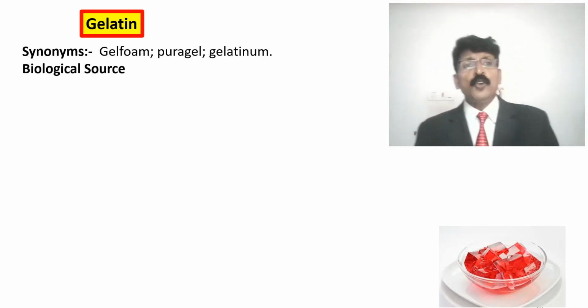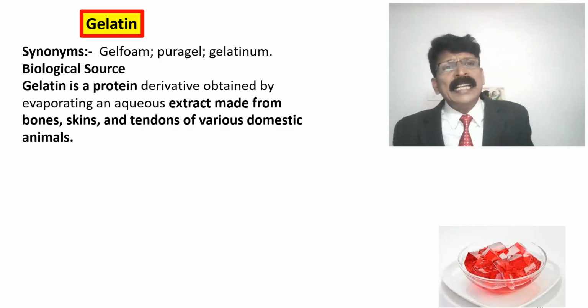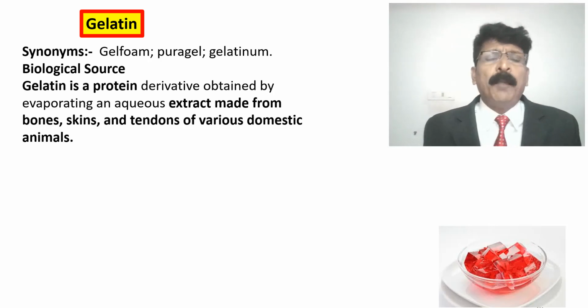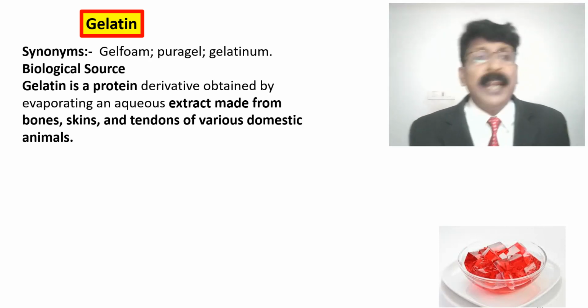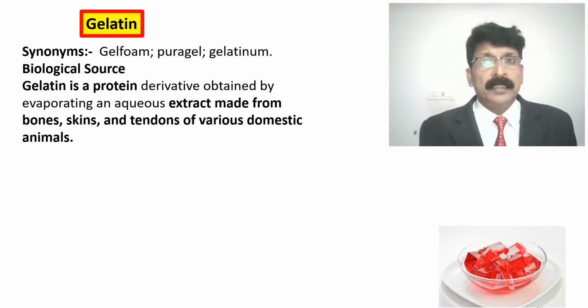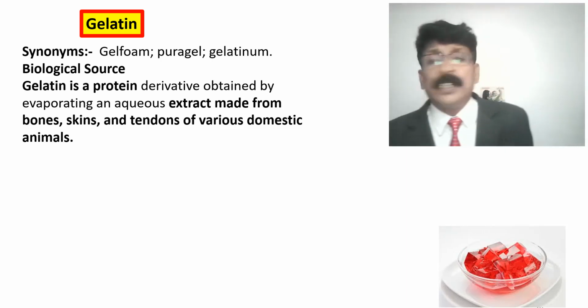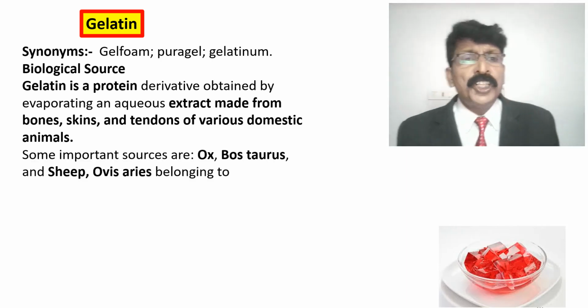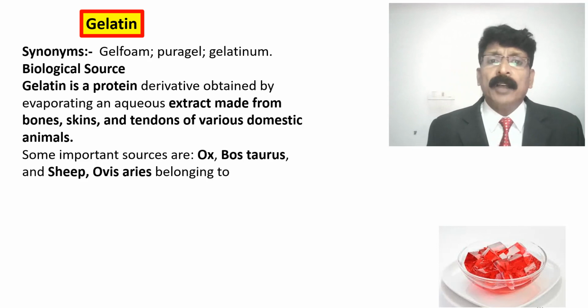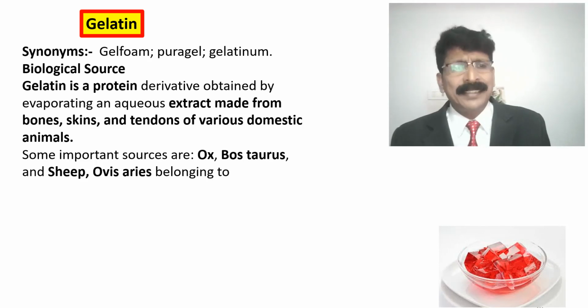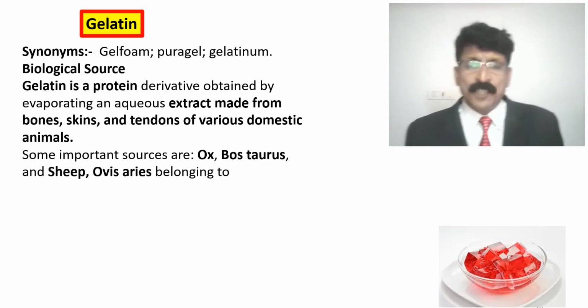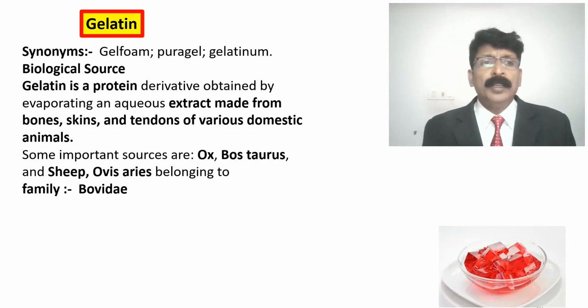Biological source: gelatin is a protein obtained by evaporating an aqueous extract made from bones, skins, tendons and other parts of domestic animals. Some important sources are ox, Bos taurus, the cattle, and the sheep, Ovis aries, the small one, belonging to the family Bovidae.